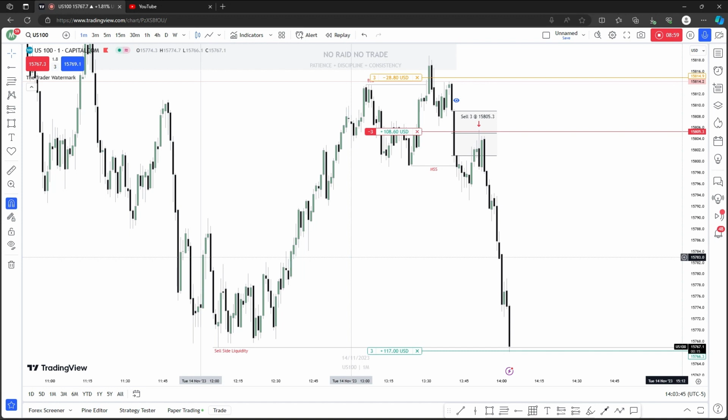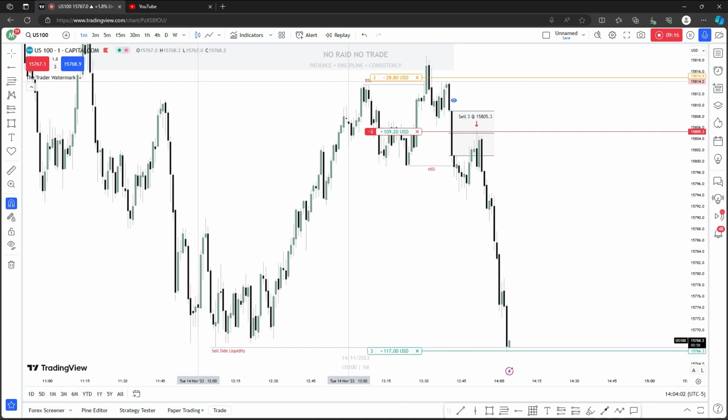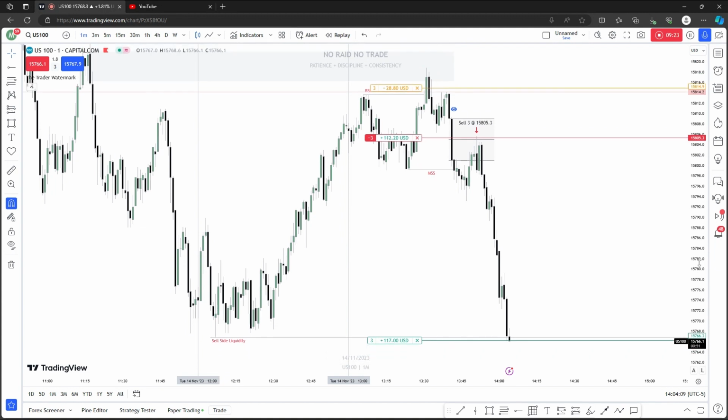So obviously the rule that ICT applies was that you only aim for 10 handles. However, because of these clear equal lows and experience throughout the years, I was confident that we would trade to that liquidity pool. So if you're not that experienced and you're just getting familiar with the model, stick to the rules of only aiming for 10 handles. All right, not more, not less, just that.